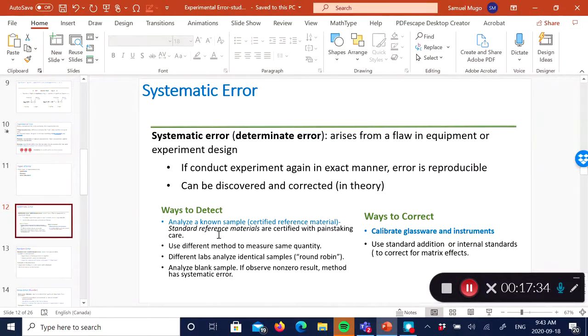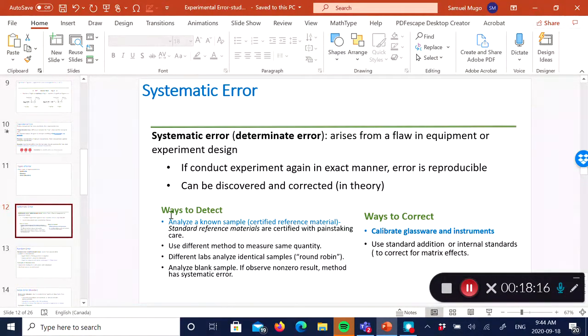Another way you can use to detect systematic errors is to actually use a different equipment. And if the equipment gives you a different value from what you had previously, then you've got a problem. Another way is to give the sample to another chemist or analytical chemist to do the analysis for you. Sometimes they call that the round robin experiment, where you take your sample and give it to a different lab somewhere else, to verify your data.